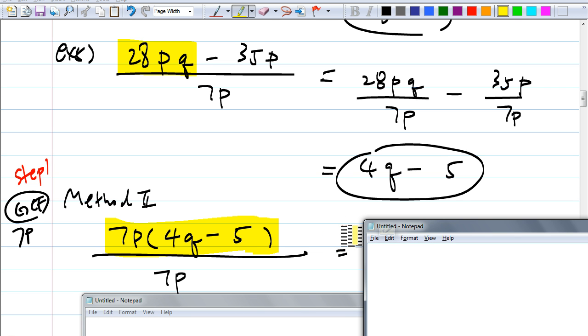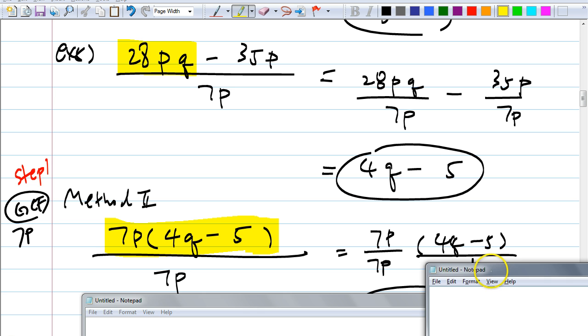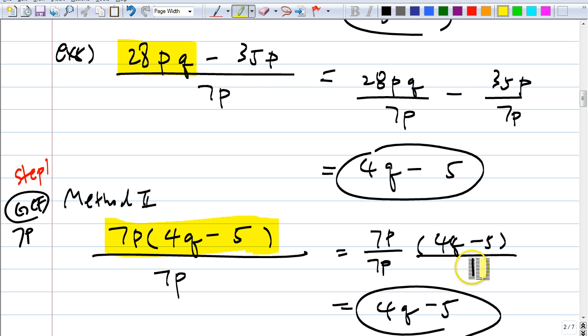Who could tell me what to do next? I got 7p times 4q minus 5 over 7p. Well, look, you got 7p on the top, you got 7p on the bottom. What do you think I'm going to write next? Yes, Kaylee? 7p over 7p times 4q minus 5 over 1. Be careful, this is over 1. So you see 7p is cancelled out, you get 4q minus 5. How many people got that one right? Good.